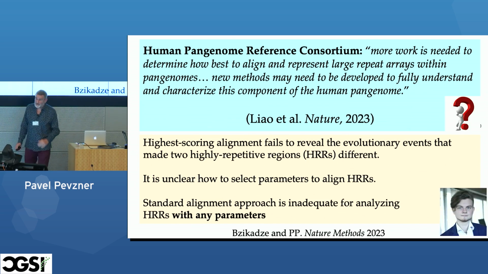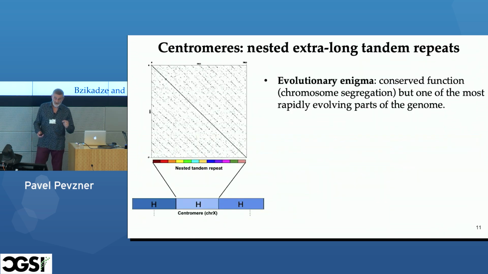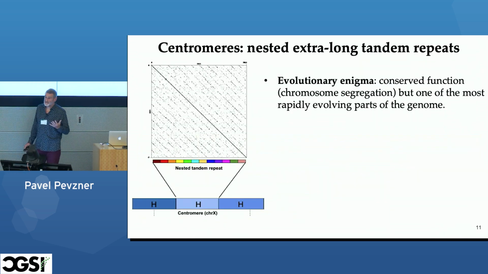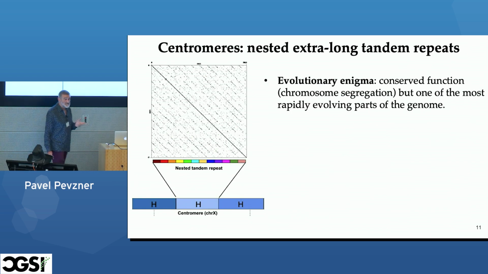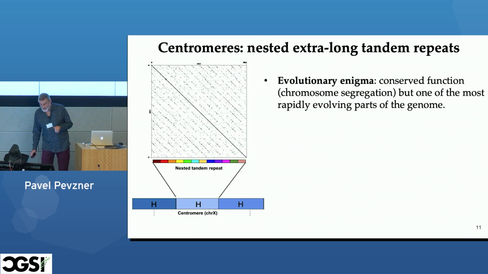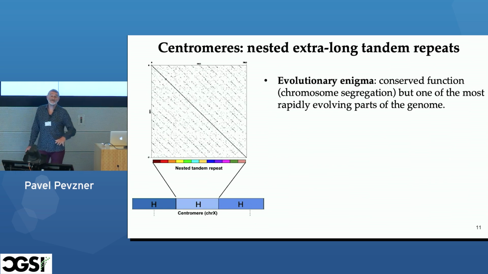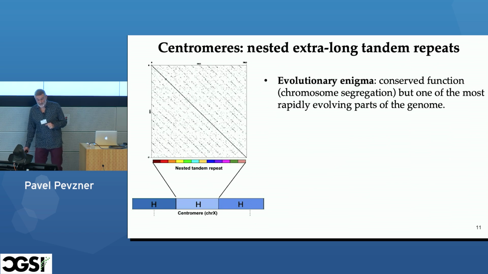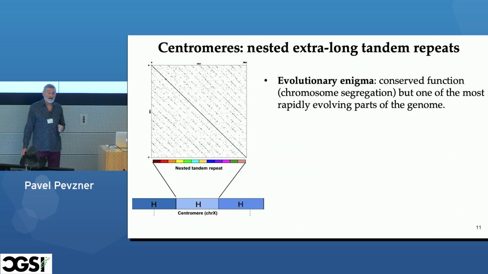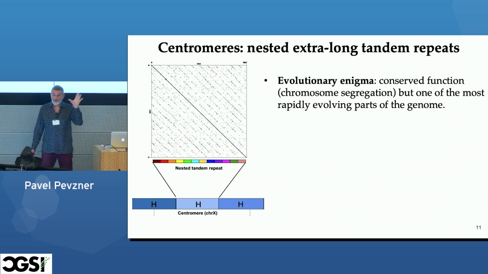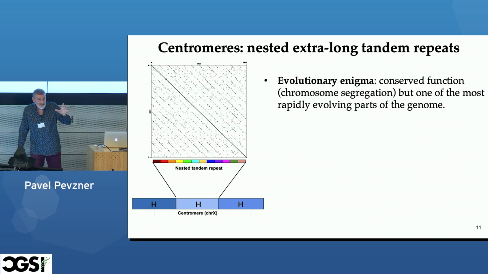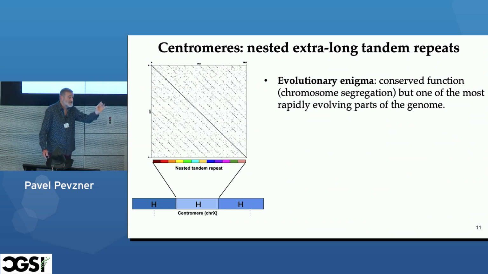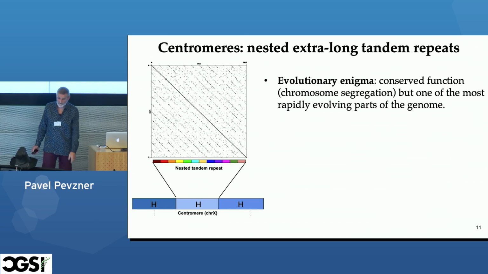So I will try to talk about a different approach to alignment that addresses this issue. What are these newly discovered regions? Well, 6% of the genome is formed by centromeres, which are nested extra-long tandem repeats. So there's a repeat, and within this repeat, there are other repeats. Like in this case, the centromere on chromosome X consists of roughly 1,500 long repeats of length 2 kb. They're all variable, and each repeat of length 2 kb consists of 12 sub-repeats that are even more variable.